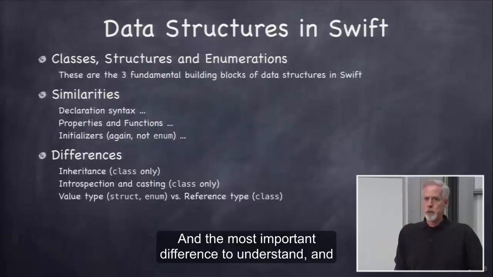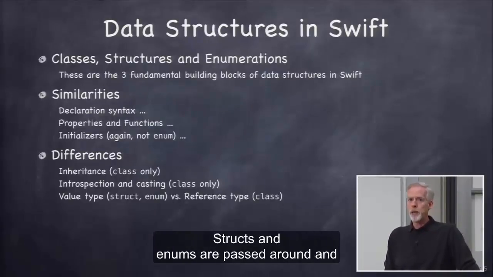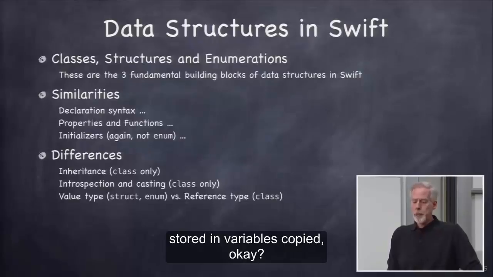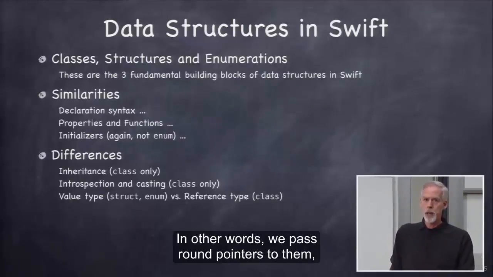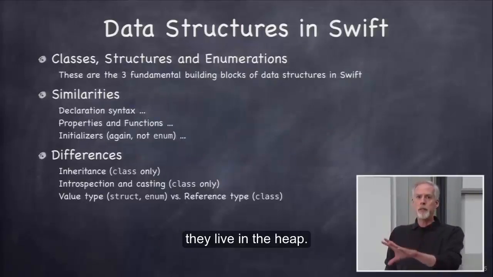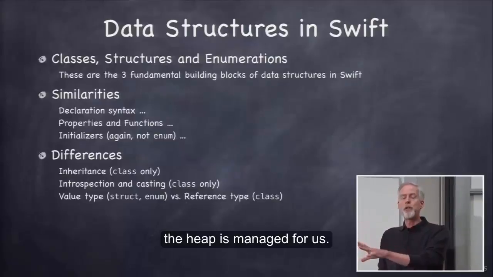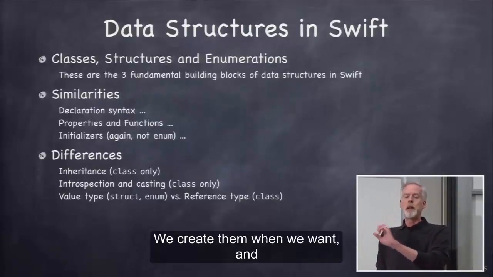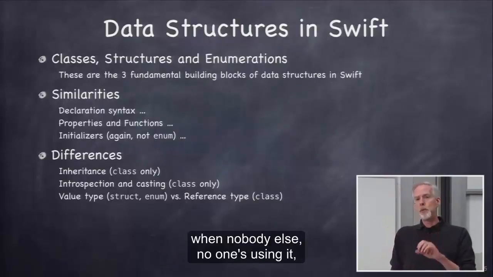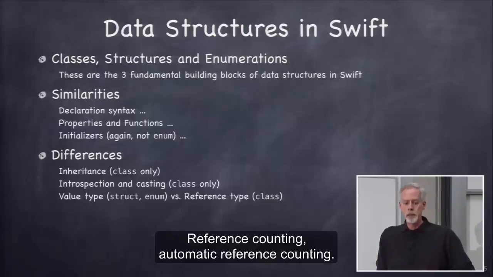And the most important difference to understand, and we really went over this in the demo, is value type versus reference type. Structs and enums are passed around and stored in variables, copied. And classes are reference types. In other words, we pass around pointers to them. They live in the heap. And remember that the memory for classes in the heap is managed for us, so we don't have to alloc and free them. We create them when we want, and when no one's using it, it gets cleaned up. And it's not garbage collection, it's automatic reference counting.